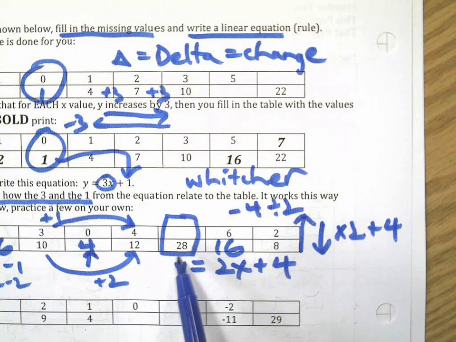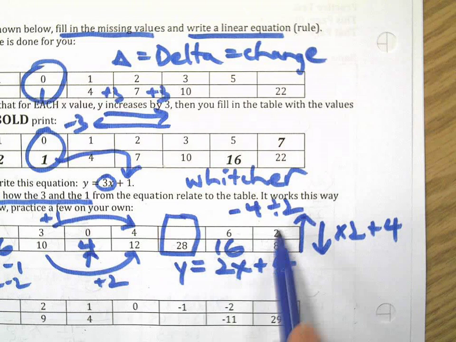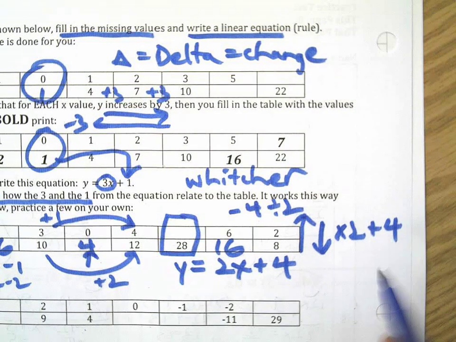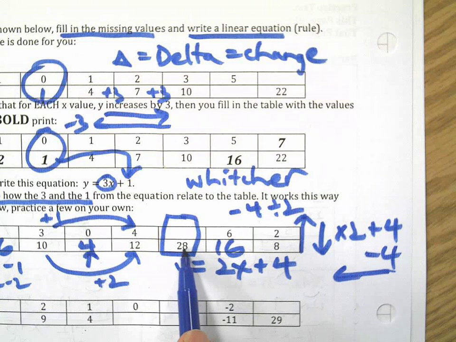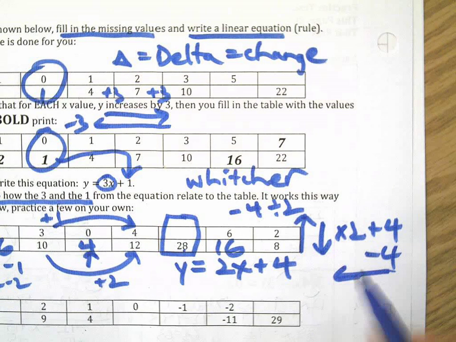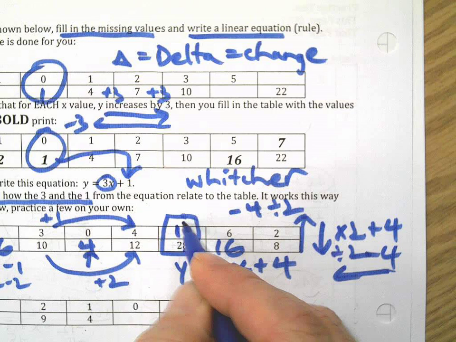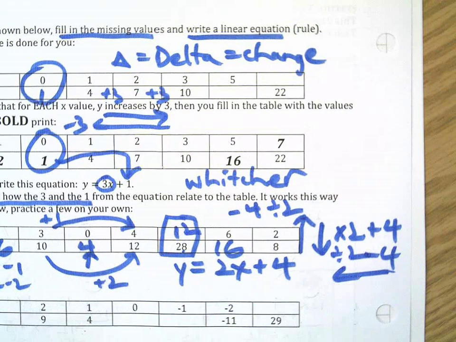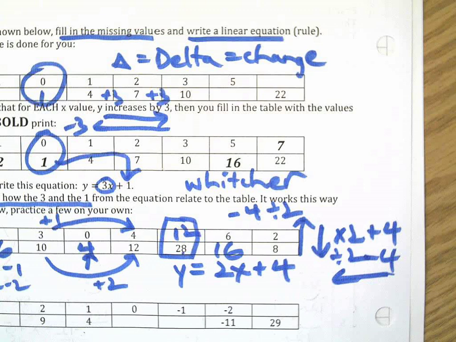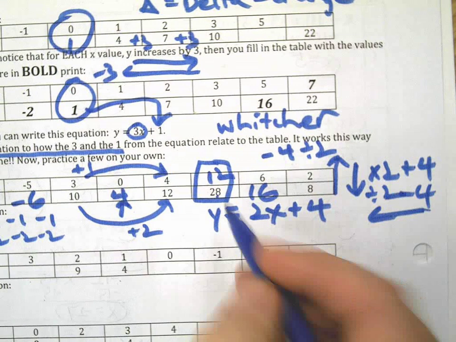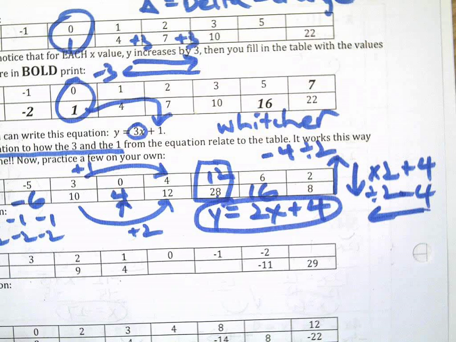So if I have 28, instead of going times 2 plus 4, I'm going to go minus 4 to get me to 24. Then I'm going to go divided by 2. Opposite thing, opposite order. Minus 4 makes 24, right? Divided by 2 makes 12. And we can check our work then by going, 12 times 2, 24, plus 4, 28. It works. Whoa, did I make that noise? I'm sorry. Okay, so bottom line is there's our equation.